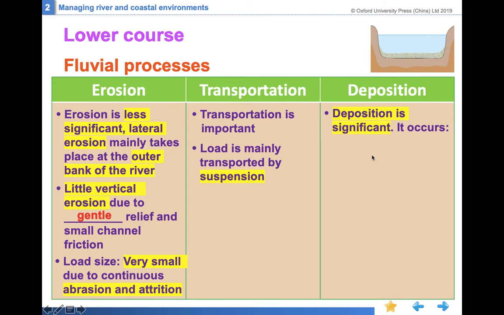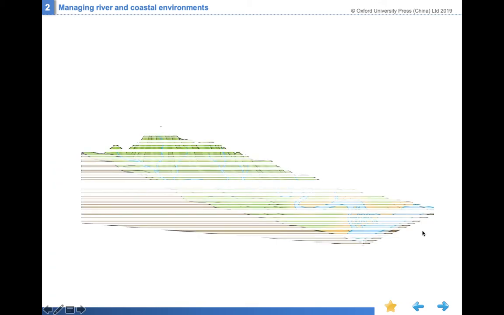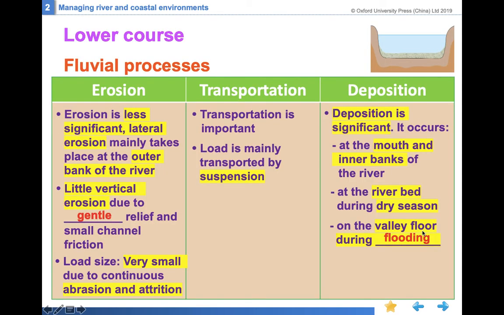Deposition is very significant here, especially at the mouth of the river and the inner bank of the river, because during the dry season or on the valley floor during the flooding, you could find deposition here. Maybe because it would be easier for the energy to drop at the mouth and the inner banks of the river here.